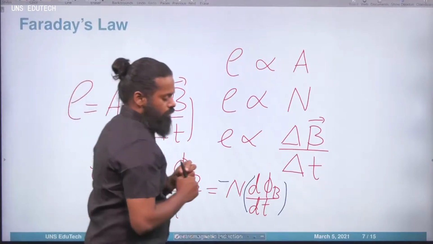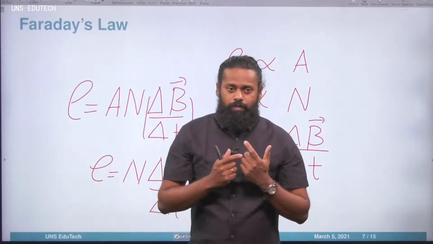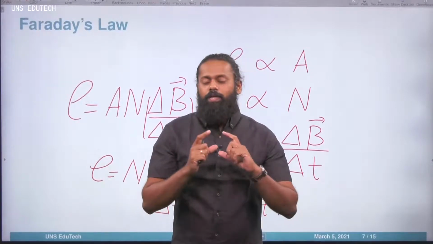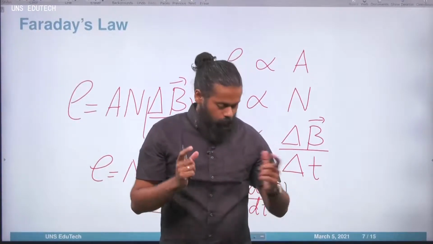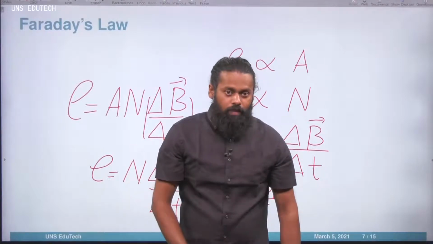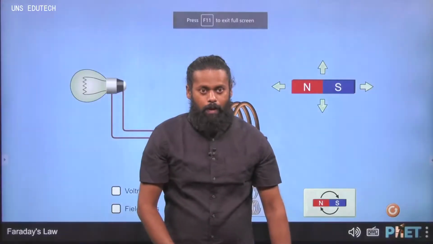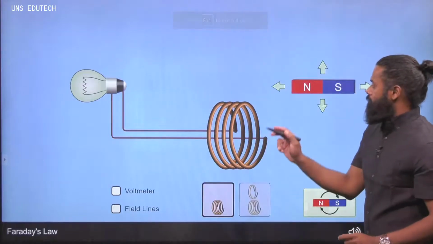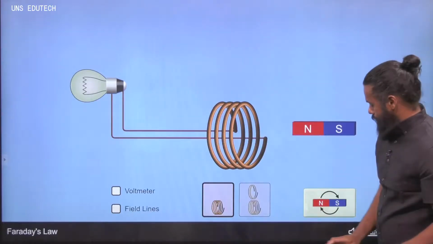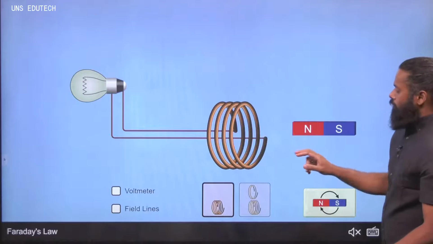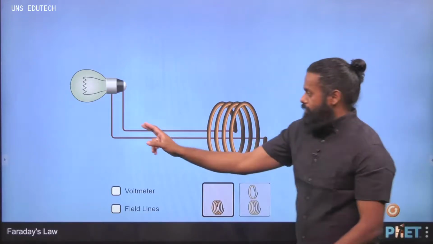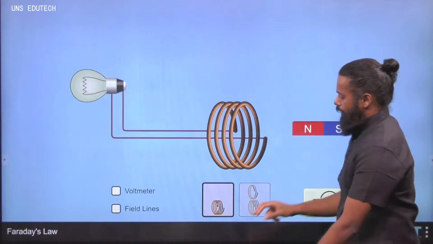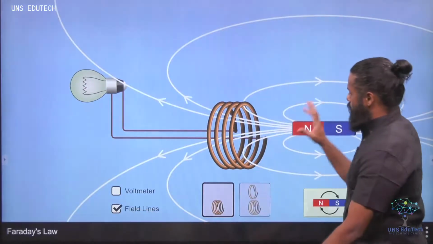Now we can do one thing. I will take you to a simple animation, a 2D schematic animation I will show you, so that you will get some idea about what exactly happened here. Look here. Here I have a magnet. Okay. A coil. The coil is connected to a bulb. Okay. Now if I move this, I can show you the field lines. Field lines look like this.